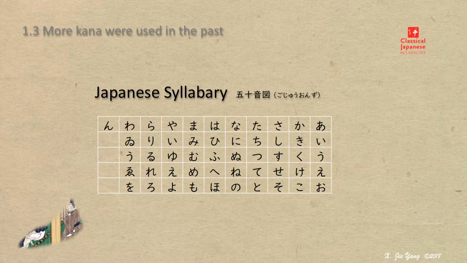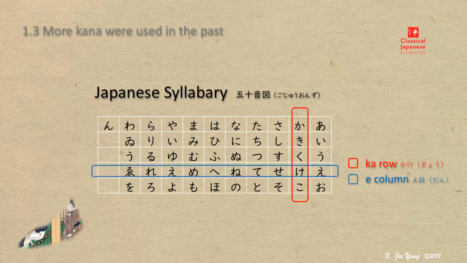To clarify a few basic issues here, we read this chart in rows and columns. There are 10 rows and 5 columns, such as ka row, ma row, kagyo, magyo, u column, a column, udan, adan, etc. To explain the change of the use of kana, we have to entirely rely on this syllabary.